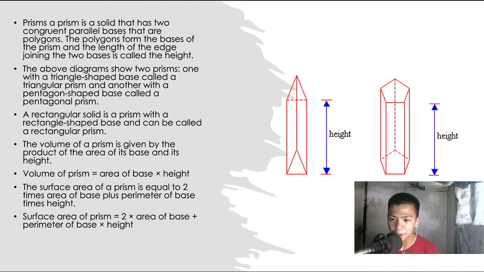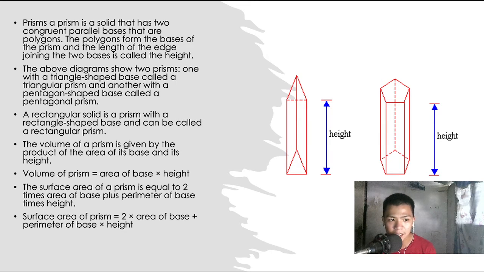So, take a look at the picture. There are different heights. The above diagram shows a prism with a triangle-shaped base, called a triangular prism, and another with a pentagon-shaped base, called a pentagonal prism.